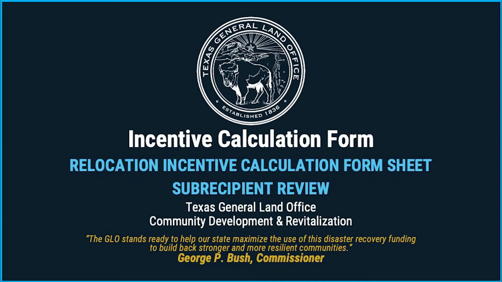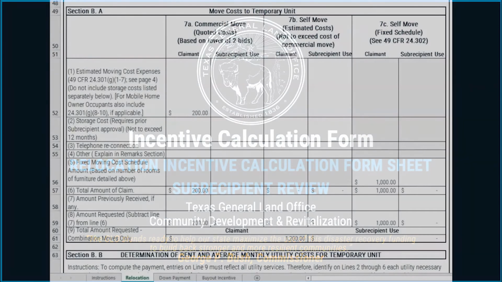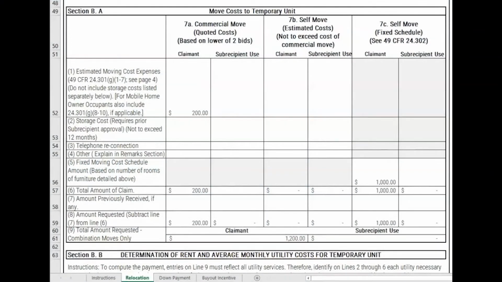After receiving the completed buyout incentive calculation form from the applicant, the subrecipient should review the form for completion, accuracy, and backup documentation. There should be clear justification and documentation of the applicant's eligibility and need for relocation incentives. After reviewing the form for eligibility and backup documentation, the subrecipient use columns in each section will be completed by the subrecipient. In Section BA, the subrecipient should input the amount that their review of the information provided found eligible in the column corresponding to the type of reimbursement being requested.